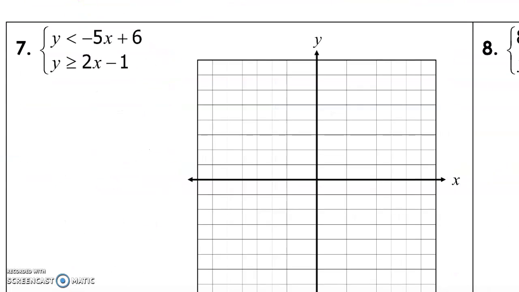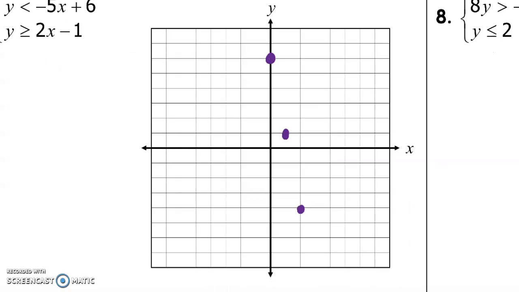Number 7, they're both ready, so I start by going up 6, down 5 and right 1, down 5 and right 1. That would be a dashed or a dotted line. A less than means to the left or down.